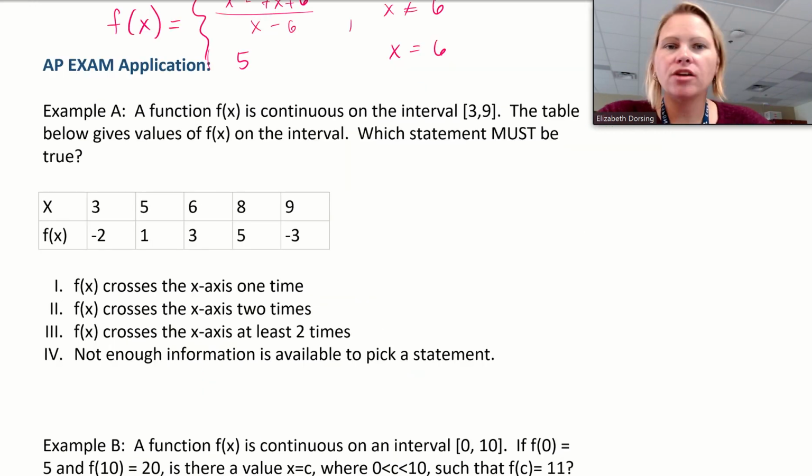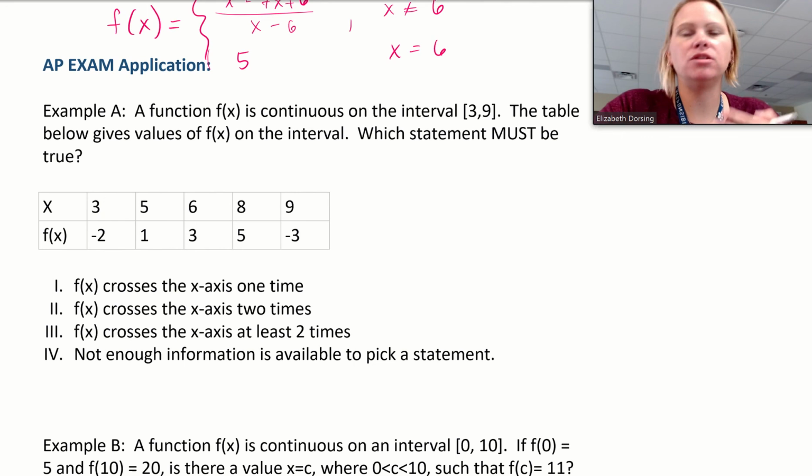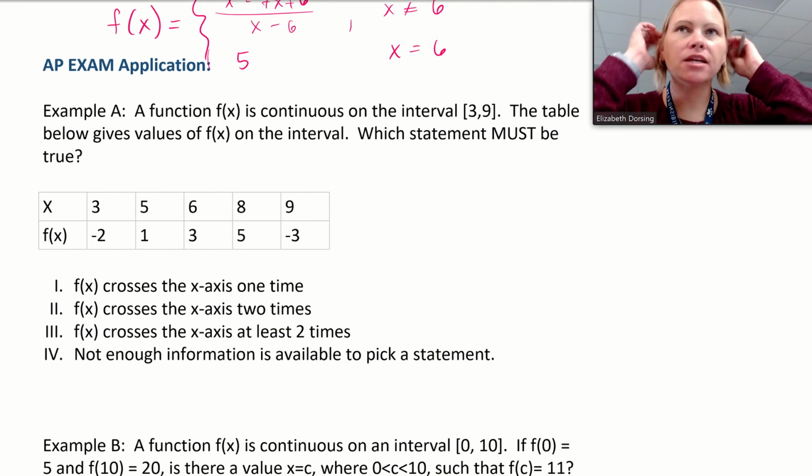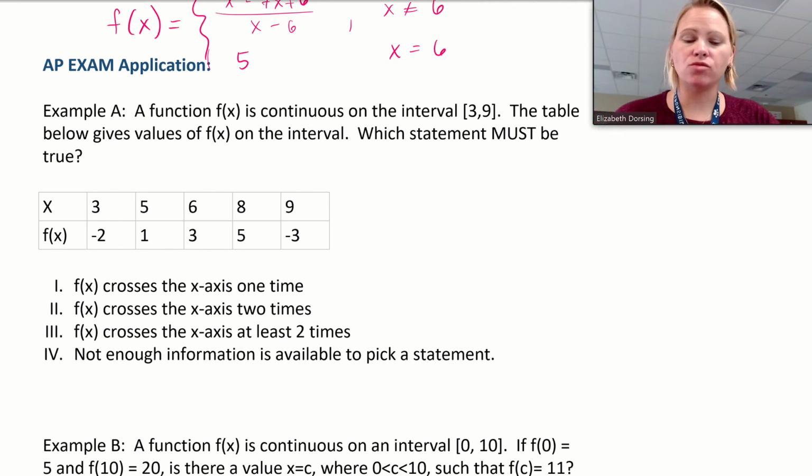So now let's take a look at how the AP exam might present a question to you. We want to make sure we understand that the AP exam asks you to apply the knowledge you're gaining from these videos, these rules and these definitions, but it asks you to apply them in new and unique ways. Being able to extend your understanding to a new situation is a really important skill to have.